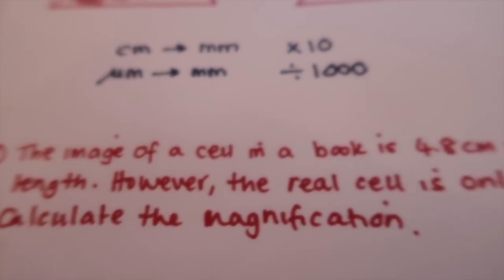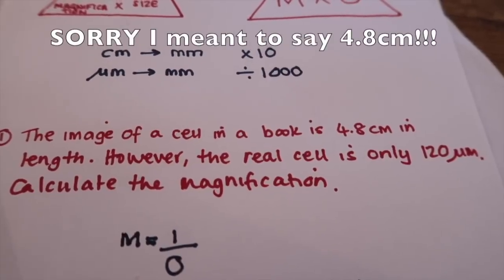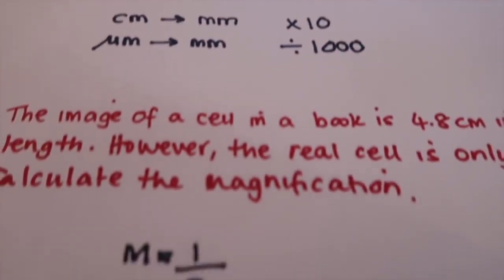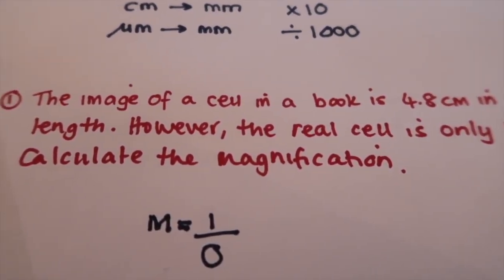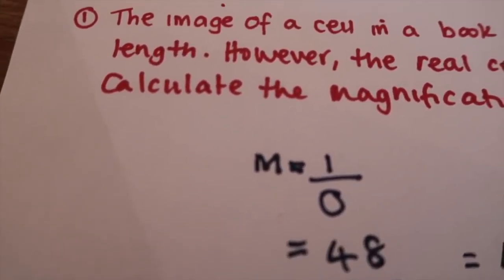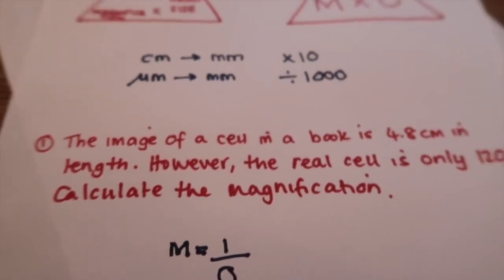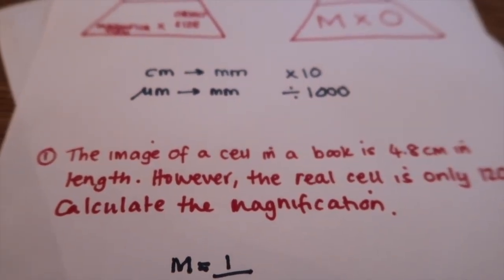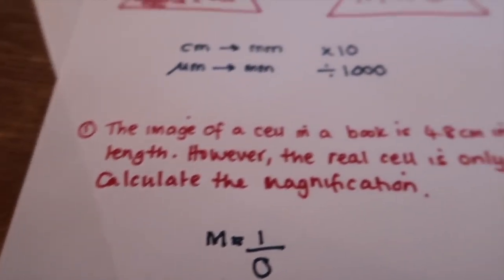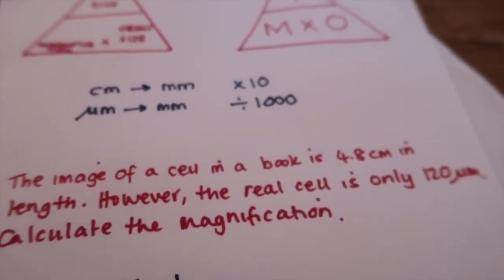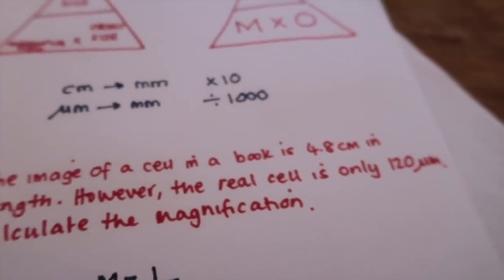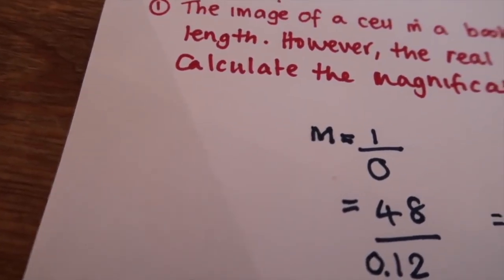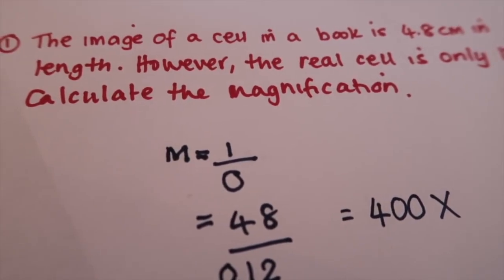So the image of a cell in a book is 4.8 centimeters in length. However, the real cell is only 120 micrometers. Calculate the magnification. So I'm going to use the triangle to tell me that magnification is image divided by object. Then we need to get the image size into millimeters. I've been told it's 4.8 centimeters, so I need to times it by 10 to get it into millimeters. So it becomes 48. And then we need to convert the 120 micrometers into millimeters by dividing 120 by 1,000, which is how I've got 0.12. Plug that into your calculator and you get a magnification of 400 times.